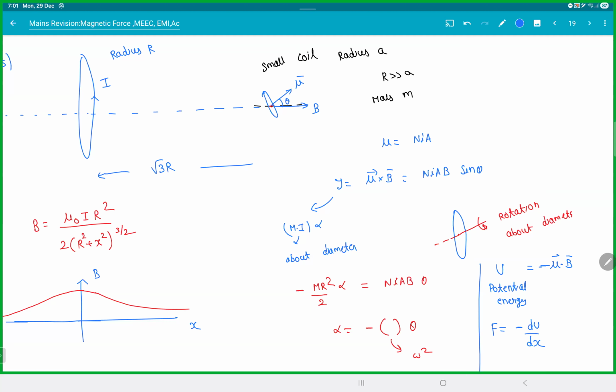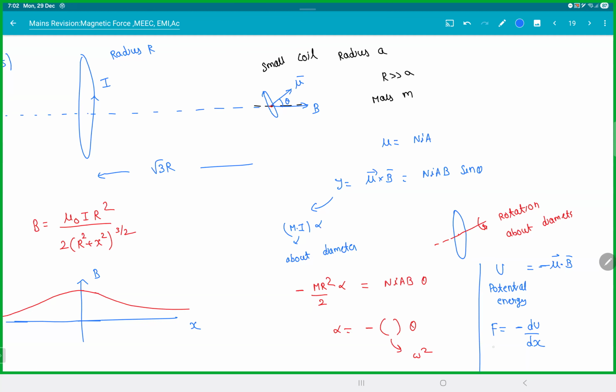And you can do all this because that's a very small loop. You can assume B is almost uniform. Clear with this? You want torque, mu cross B, right? If you want force, you'll find the potential energy minus mu dot B and then differentiate it with respect to x to get the force. So leave the thing in terms of x, differentiate, and then substitute x is equal to root 3 r. Don't substitute in the beginning. All clear with that? So there you can find the force, you can find the torque on the ring.